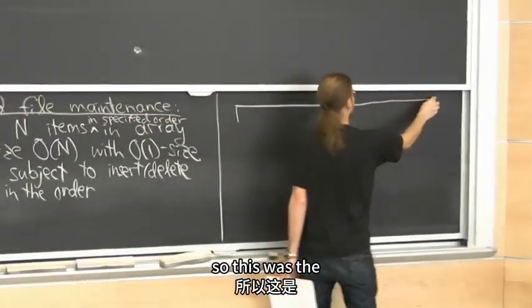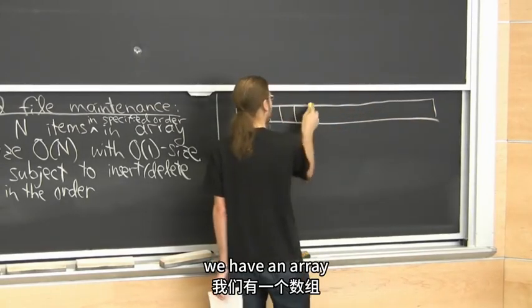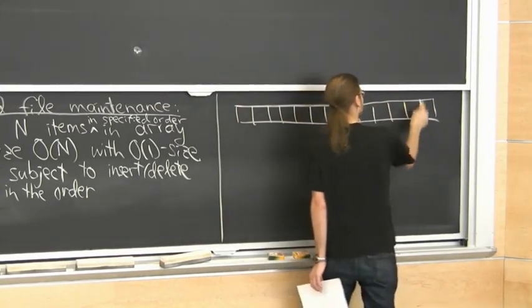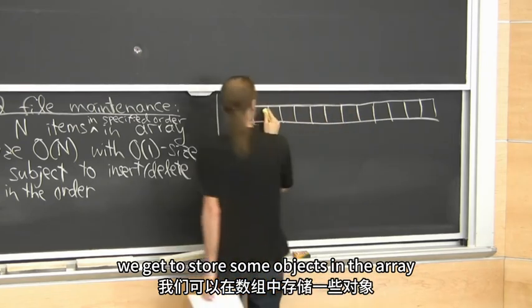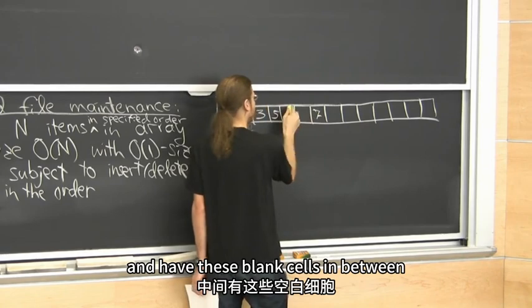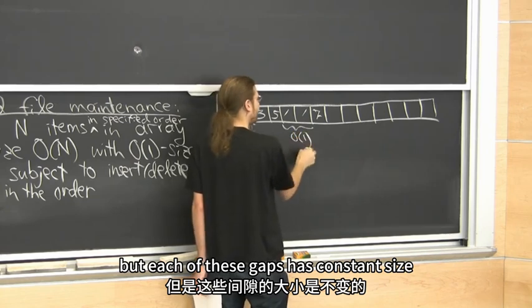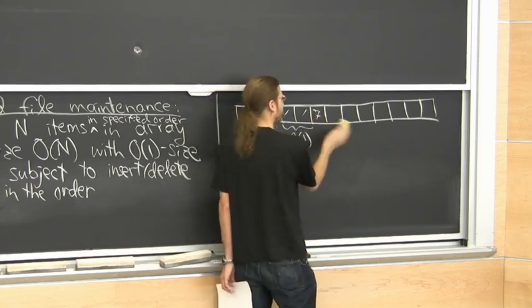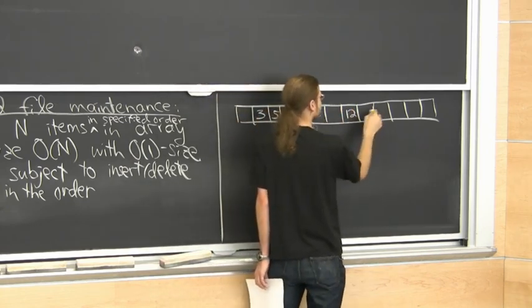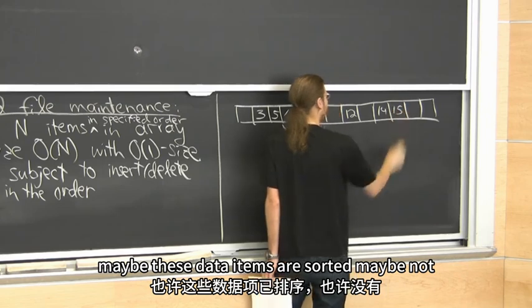So this was the picture. We have an array. We get to store some objects in the array. We can have these blank cells in between, but each of these gaps has constant size. Maybe these data items are sorted, maybe not.